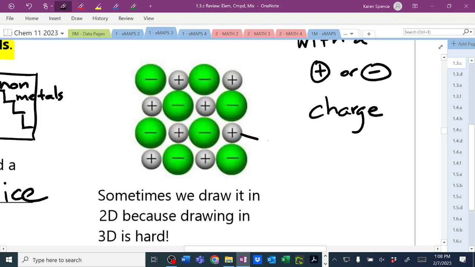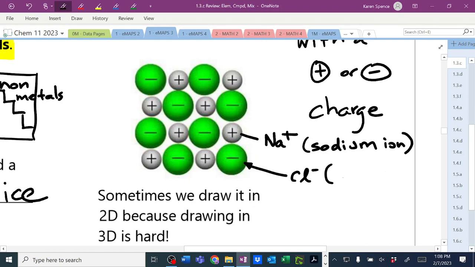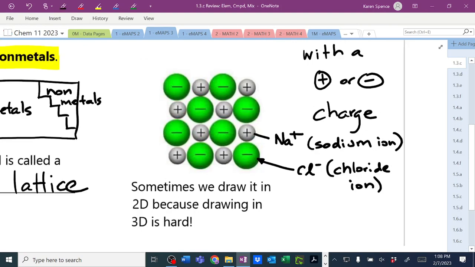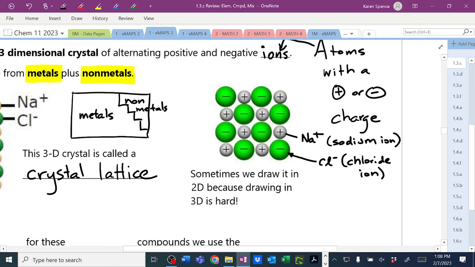So this here would be our Na+, the sodium ion. And this here would be the Cl-, the chloride ion. This is a crystal lattice, not a molecule.